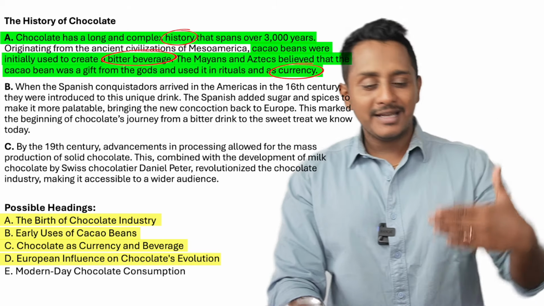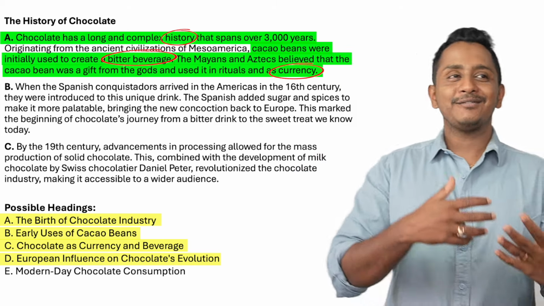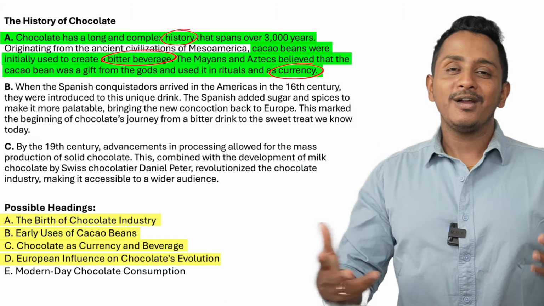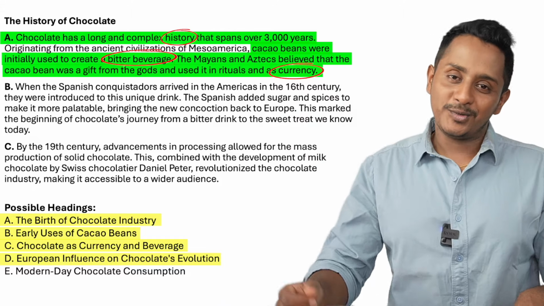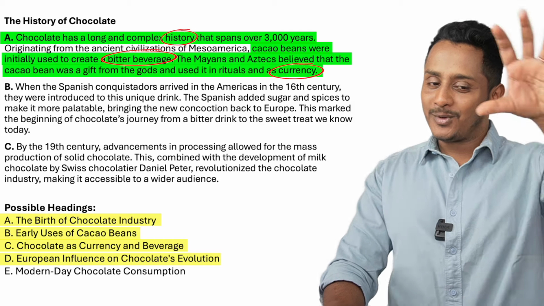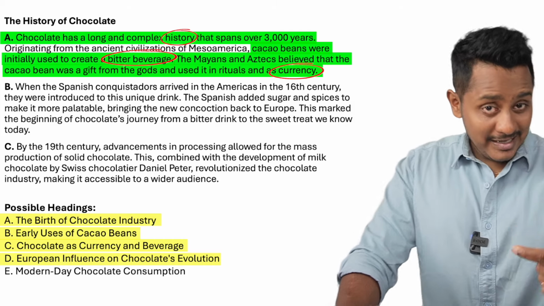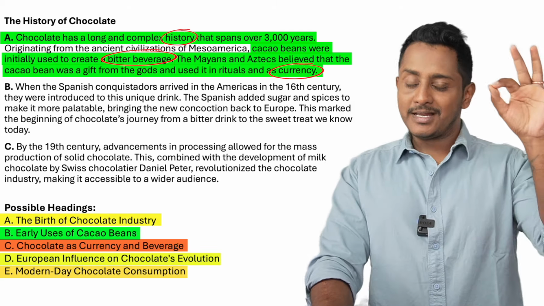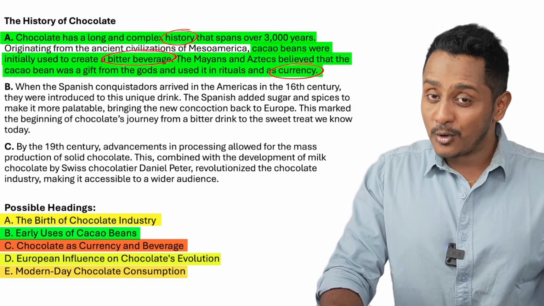So chocolate as currency and beverage is not summarizing it, where all chocolates were used for, or how the cocoa beans were used. It's actually fitting in with the gist of the paragraph. Saying the C is actually eliminated. Answer is B, early uses of cocoa beans.